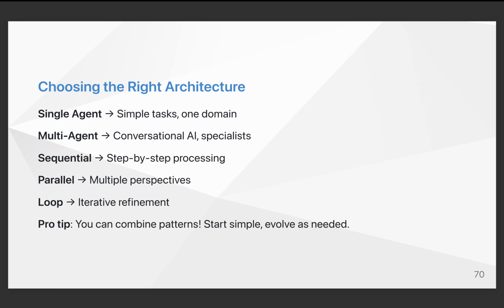Use sequential workflows for step-by-step processing, like content pipelines or data transformation. Use parallel workflows when you need multiple perspectives simultaneously, like document reviews. Use loop workflows for iterative refinement, like code generation that tests and improves. Pro tip: these patterns compose. That means you can have a multi-agent system where one specialist runs a sequential workflow and the other runs a parallel workflow. So start simple with one pattern, then combine as your need grows.